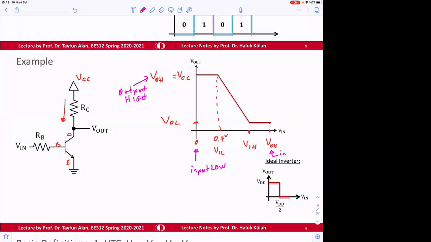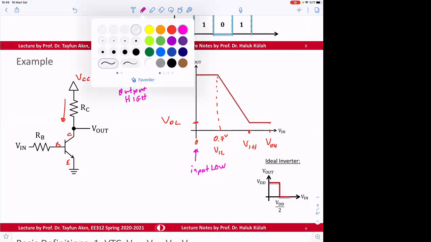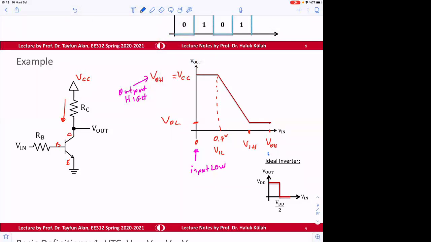okay, maybe I should use a different color. Okay. Input high. This is going to be output low. Okay, so therefore it's going to be an inverter.